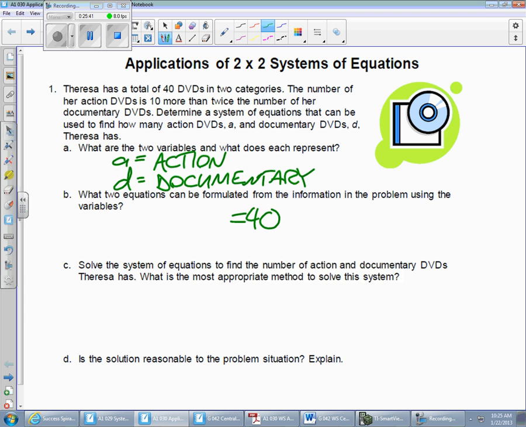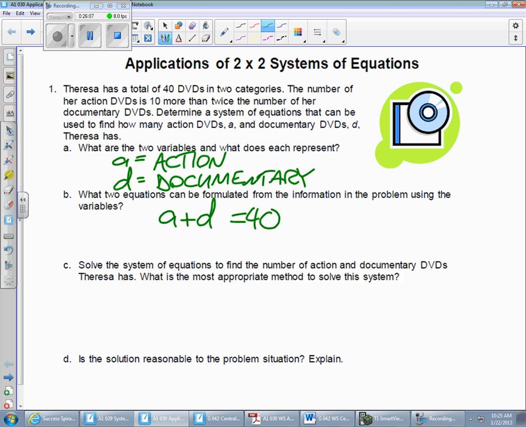Okay. Well, since nobody has any thoughts on it, how about simply this: the number of action DVDs she has added to the number of documentary DVDs she has needs to equal 40. That makes sense? That's pretty obvious. That's something we need to be able to come to. Action plus documentary is going to equal 40. They told us she had 40. Let's see what else we can figure out.